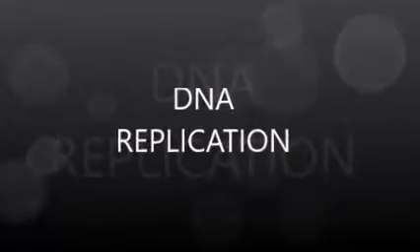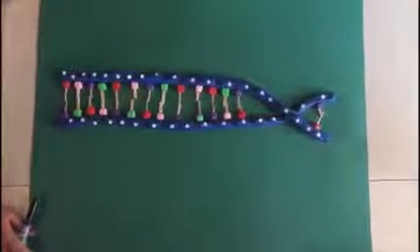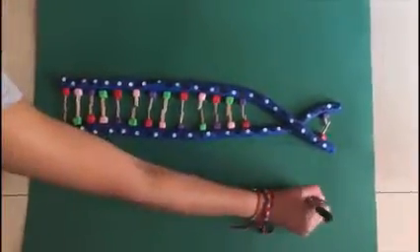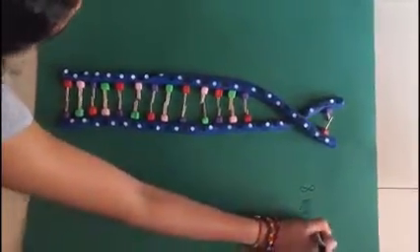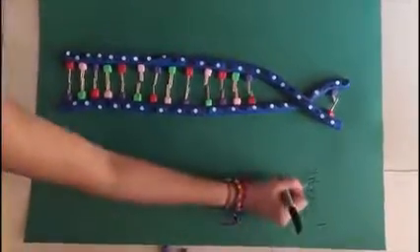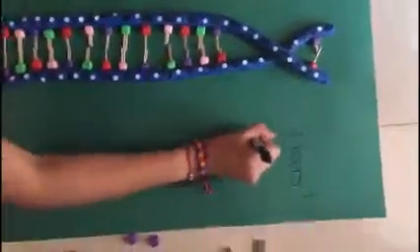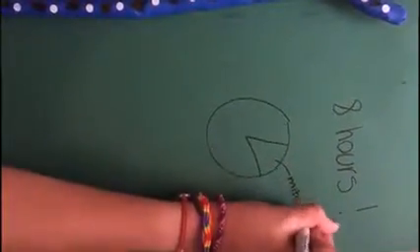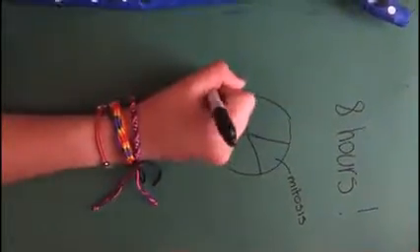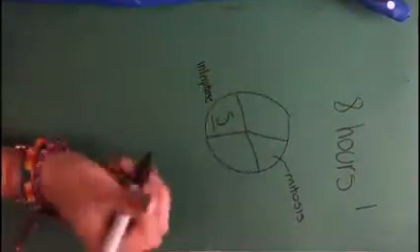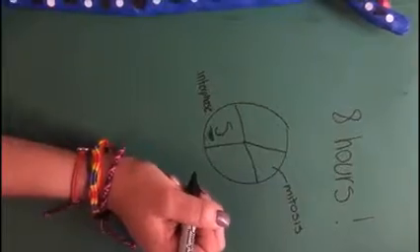DNA replication. DNA replication is a very important process, and it happens every 8 hours in your body. It all starts in the cell cycle. To be precise, in the interphase, not in the mitosis. It happens inside the S phase of the interphase.